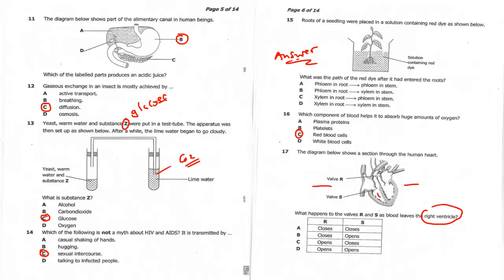So as it leaves the ventricles going this side, this valve S closes, then the valve here opens to allow the blood to pass. S closes because it prevents the blood from flowing back into that part. So S closes, R opens. So the answer is C for 17. Okay, we continue.